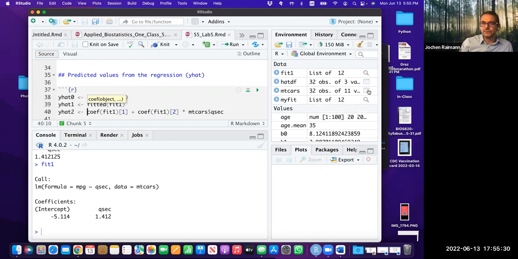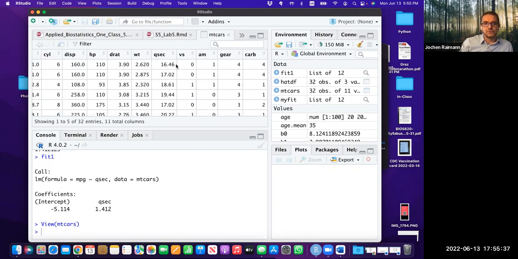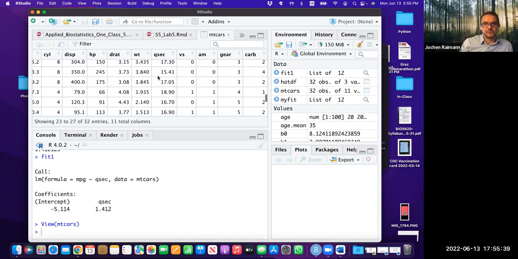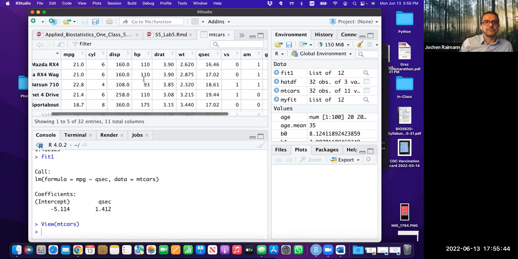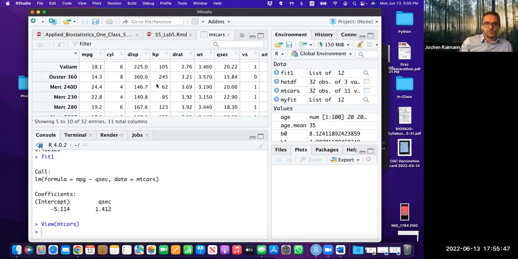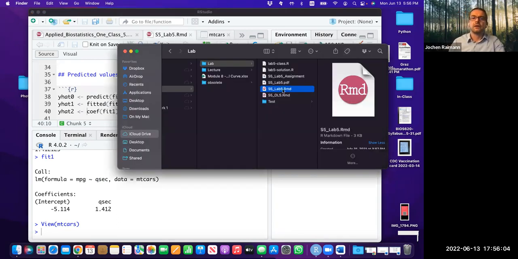So this is your environment. This is your object. You have here, each row is a separate car. So QSEC is this variable, whereas MPG is this variable. So you're predicting MPG as a function of QSEC. So this is essentially here this model, which is your intercept and your QSEC, which we know from a previous lecture that we have had.